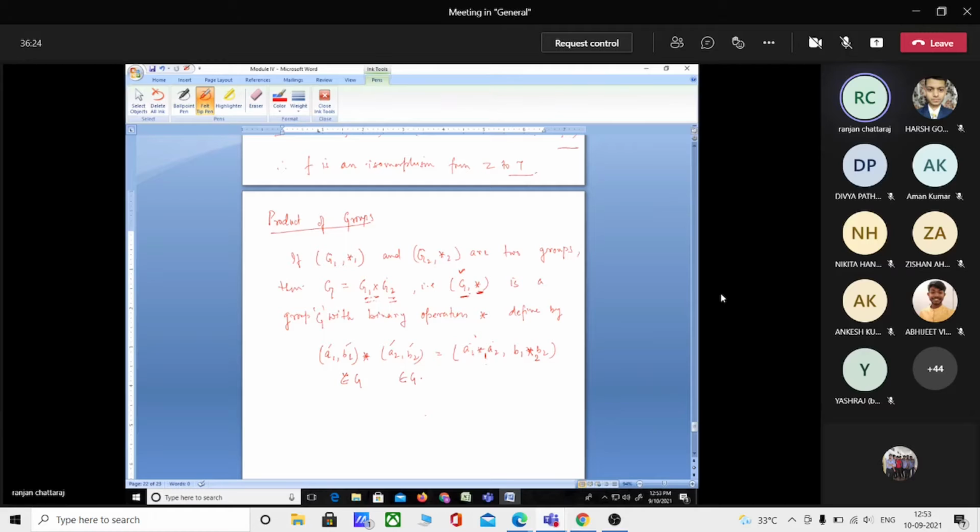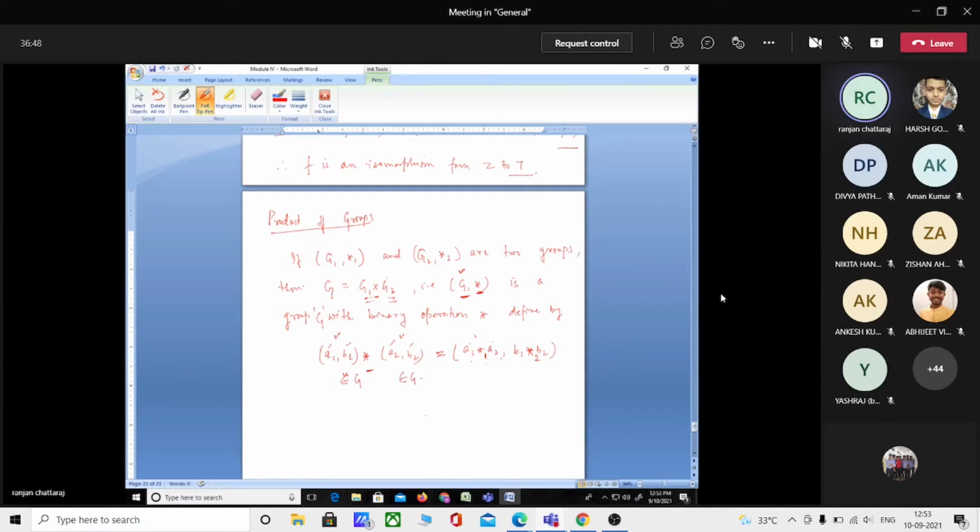Of course. Okay. Now the question is how you define that, and how you define this binary operation so that this G becomes a group. So this is the way. Take the elements from G, first element from G to G. Take the binary operation between these two, and that is equal to A1 asterisk 1.